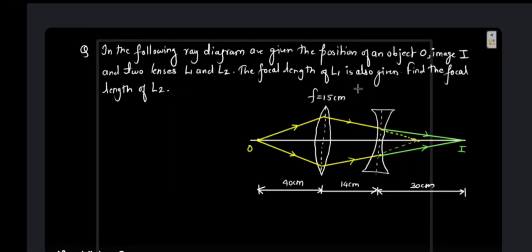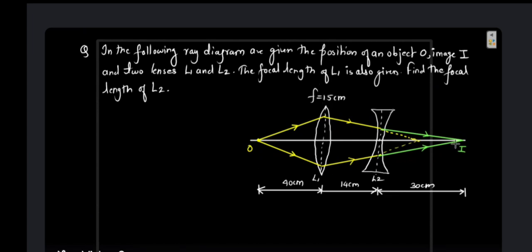So this is the extra question we are doing. So you can note this down in your notebook. So this figure is provided to us, and the question is, in the following ray diagram are given the position of object O. So if you see, object is at a distance of 40 centimeter from this convex lens, and the image I and the two lenses L1 and L2. The first lens is given as L1 and this is L2. The focal length of L1 is also given, that is 15 centimeter.